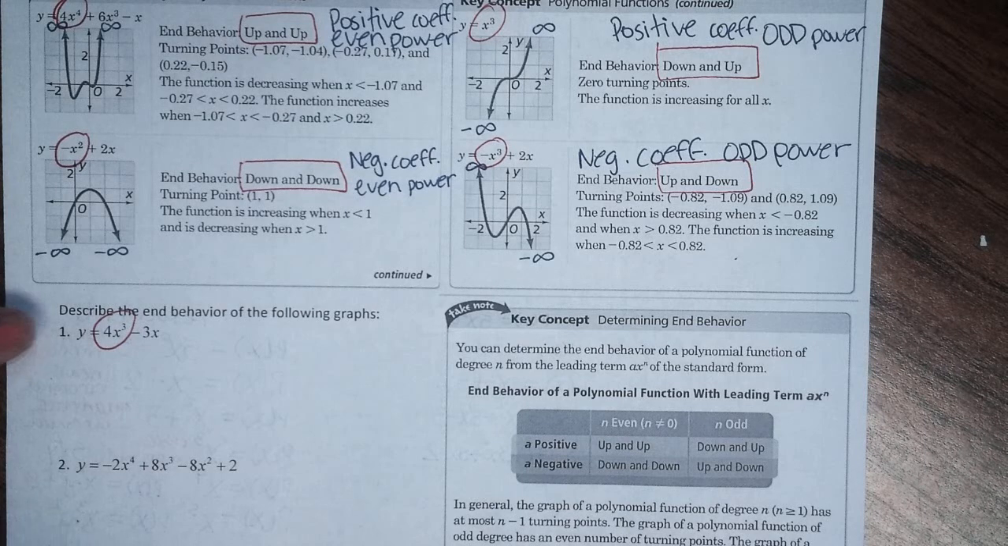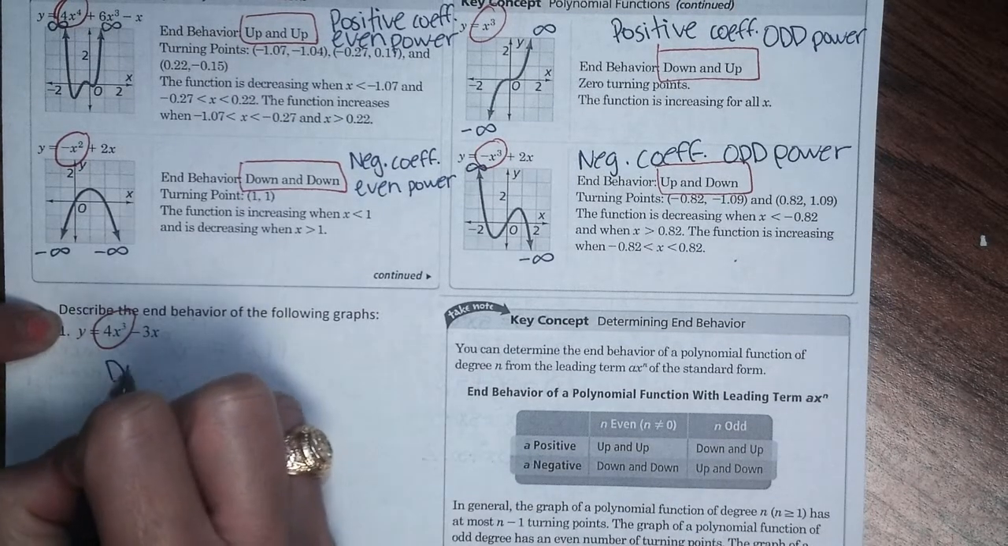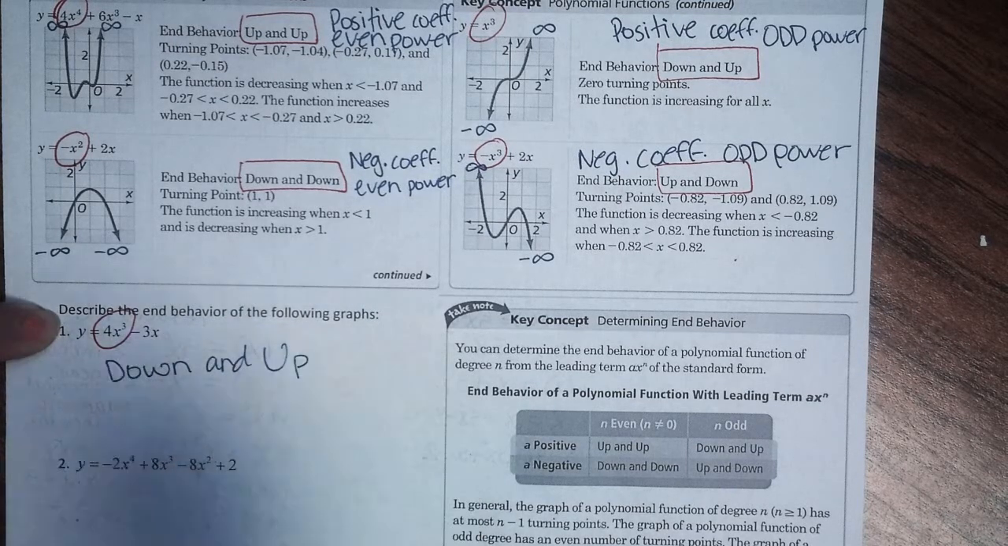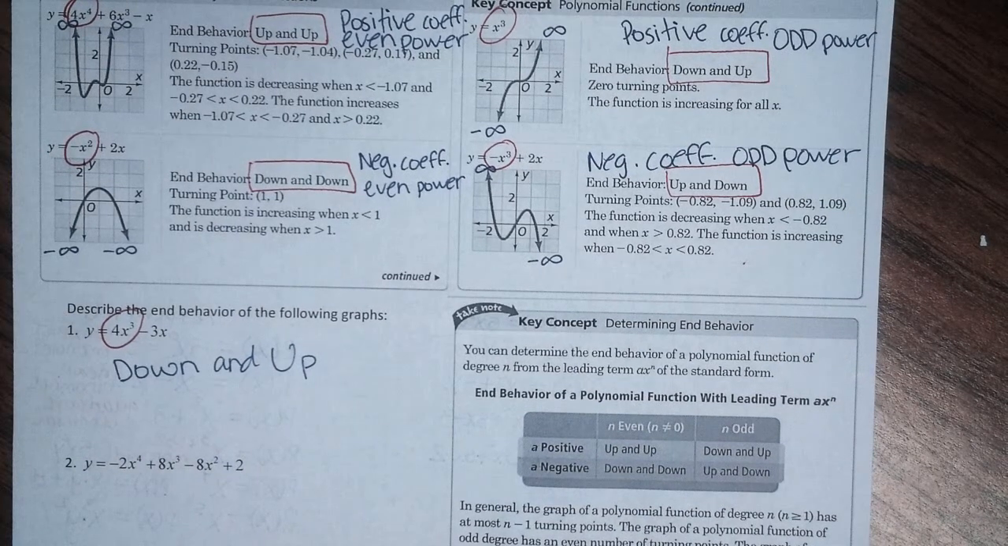So I have a positive coefficient with an odd power. So positive coefficient, odd power, that's called down and up. I think on your test, I'm just going to ask you to type D and then U. Just follow the directions. I'll tell you exactly how to type it.